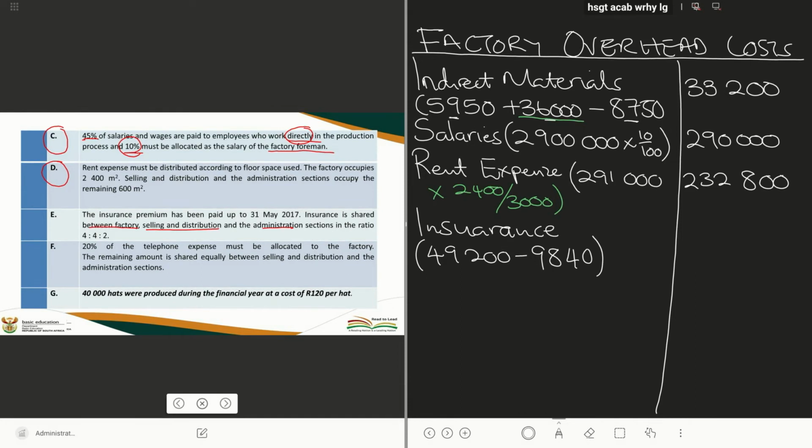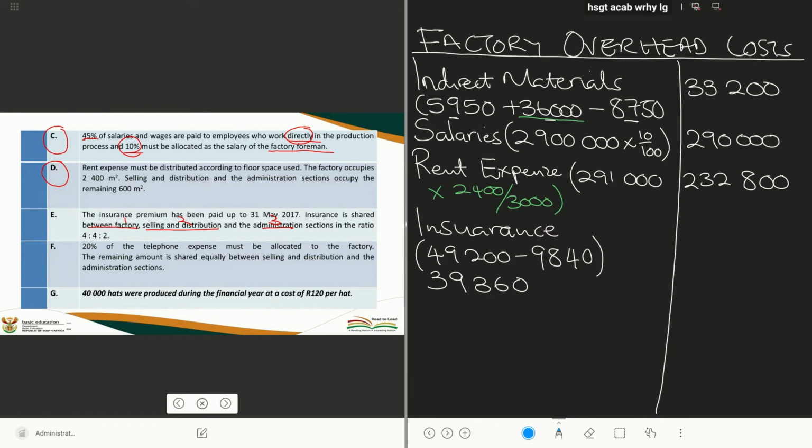All right. So it simply means after we have done this, we should get an amount here. So you now say 49.2 minus 9,840. You will get 39,360. Now, that 39,360, they said it must be shared between the factory. So whatever they start with, factory, that is number 1. Selling and distribution, number 2. Administration, number 3. When you come here, you allocate accordingly now.